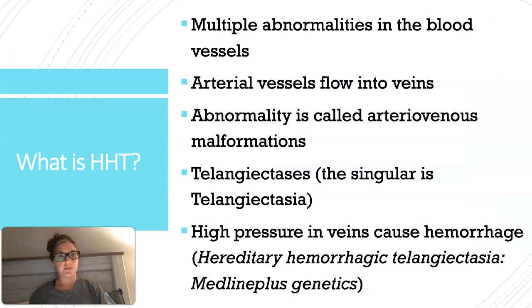What is HHT? HHT is a disorder that results in the development of multiple abnormalities in the blood vessels. In HHT, some arterial vessels flow directly into veins rather than into the capillaries. These abnormalities are called arteriovenous malformations. When they occur in vessels near the surface of the skin, they are visible as red markings. They are known as telangiectasias, or singular, telangiectasia.